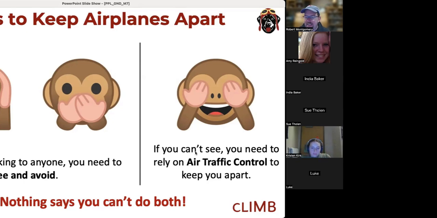So ATC can do separation services. And we'll talk about a couple of cases. There's like a few cases where they'll do it for VFR aircraft, right? But for the most part, as a visual flight rules aircraft, ATC will not give you separation. And so we're going to be stuck doing the see and avoid, okay?